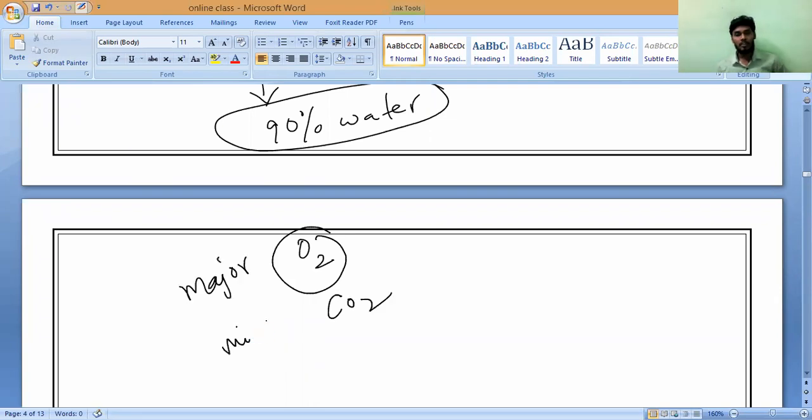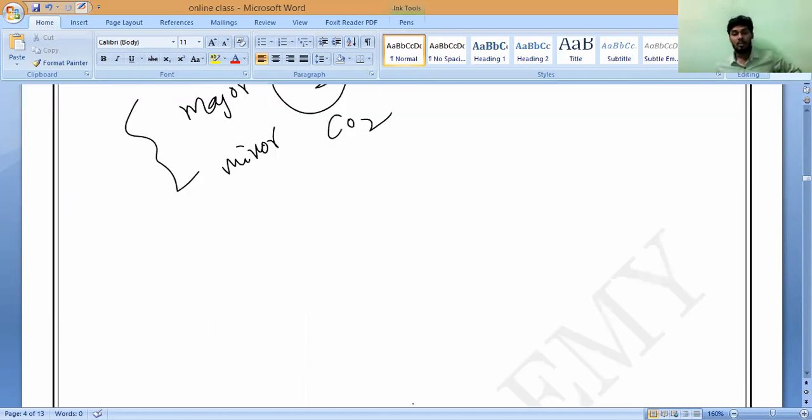And minor function. So it is having 2 functions. That is what you have to remember. Now, let us discuss this regarding the shape. As we know that plasma is a liquid substance, so we cannot say any particular shape. But inside it, RBC, WBC, platelets are immersed.